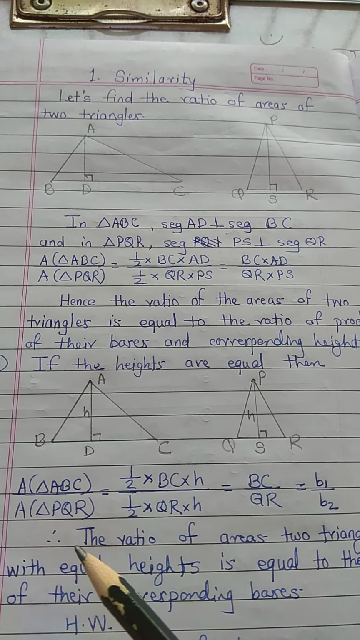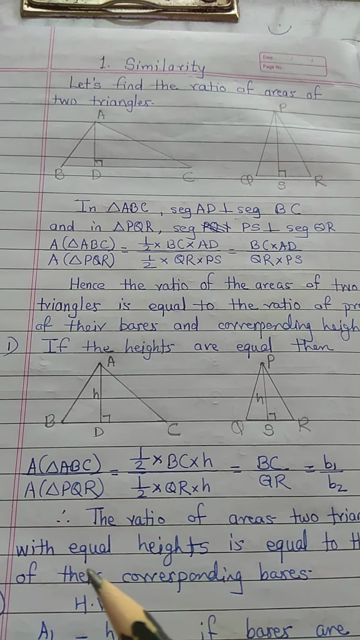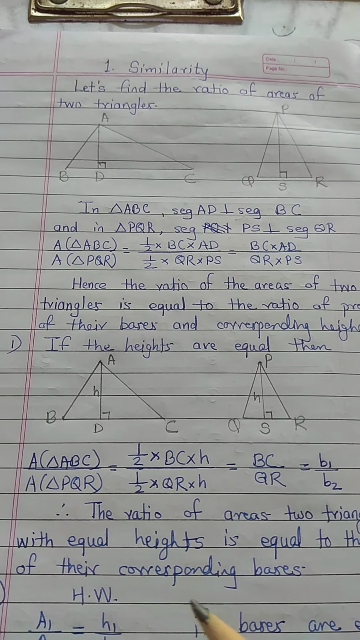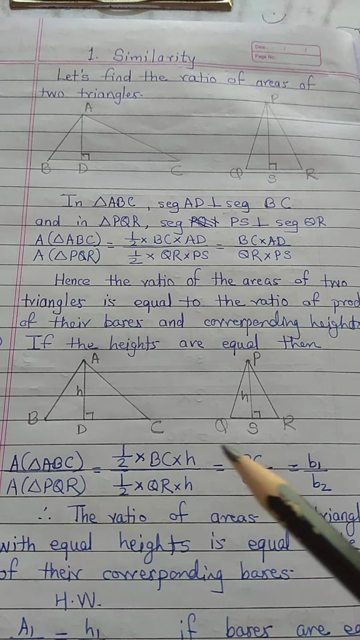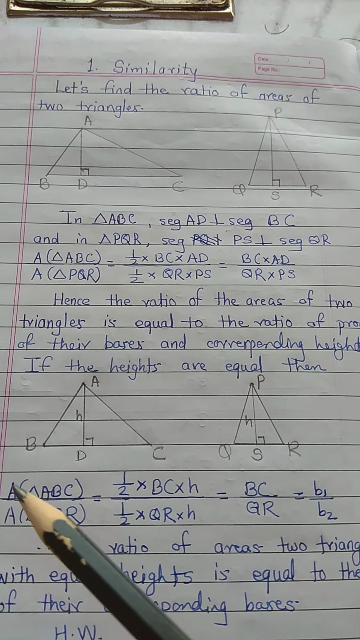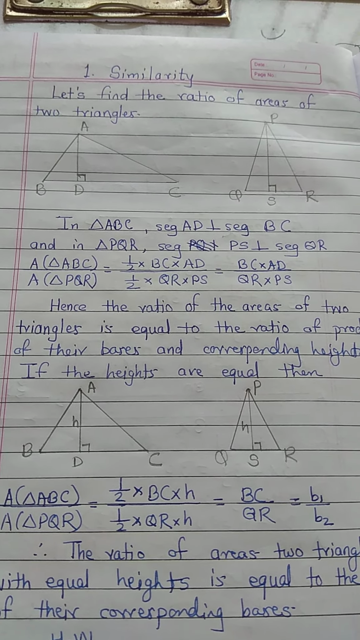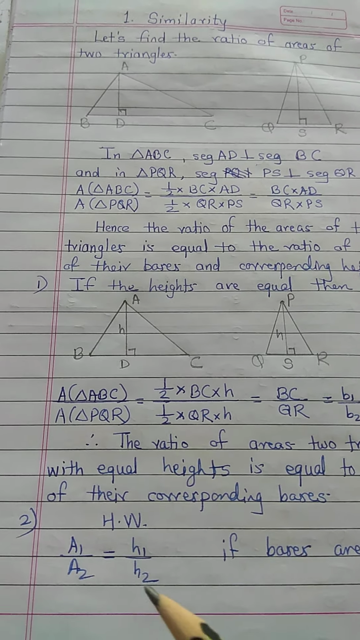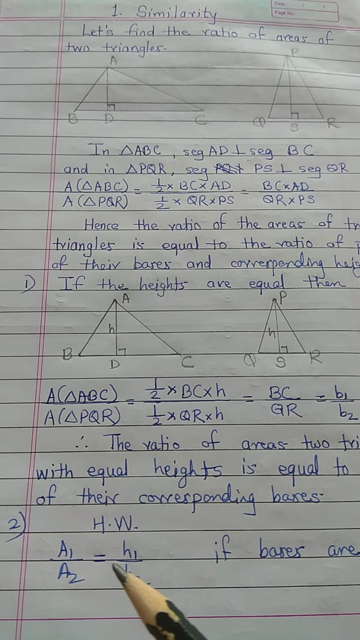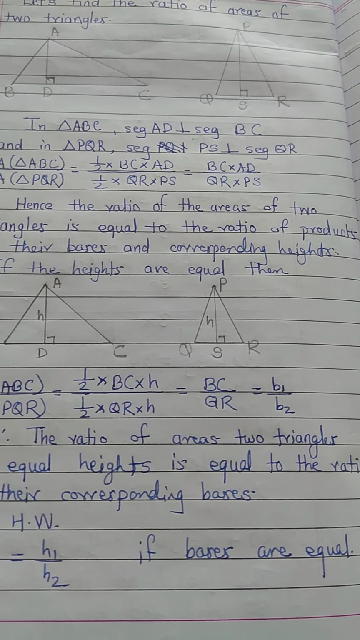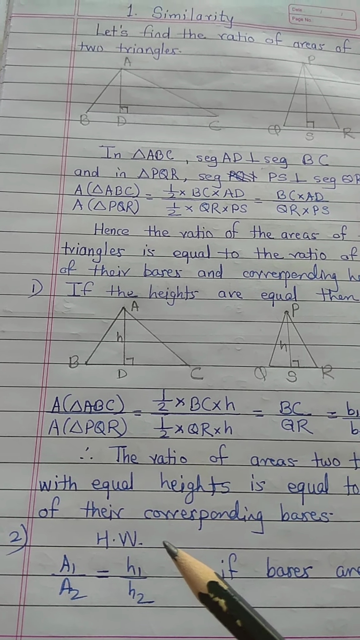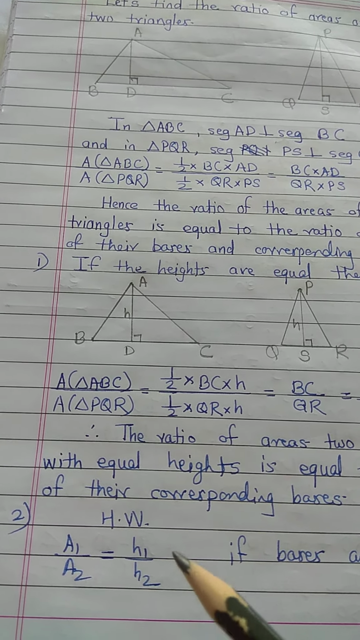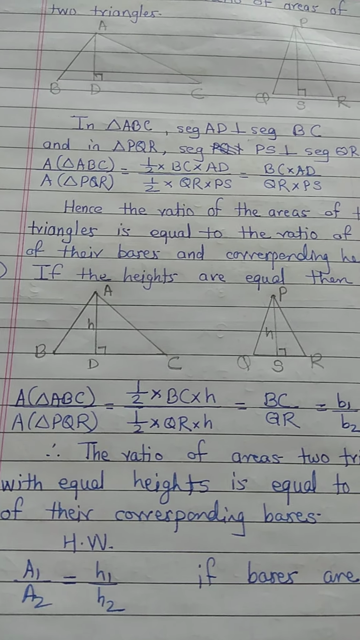Hence, we can conclude that the ratio of areas of two triangles with equal heights is equal to the ratio of their corresponding bases. That is, area upon area is equal to base upon base of the corresponding triangles if heights are equal. Now, second condition, that if bases are equal, then area upon area should be equal to height upon height of the corresponding triangles. This is the homework for you. You have to prove this.